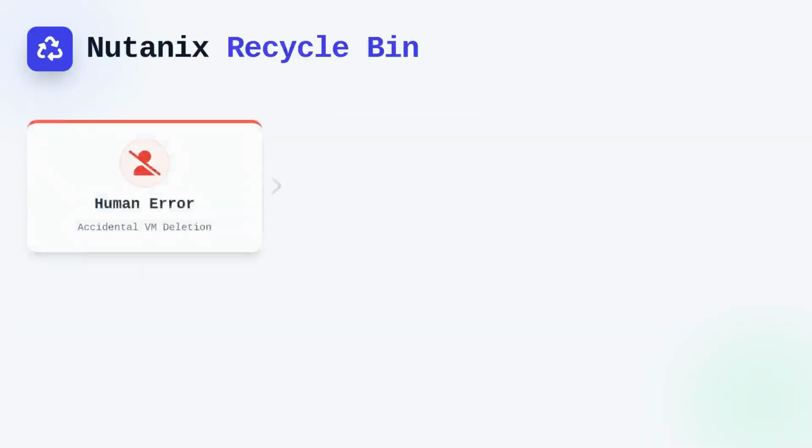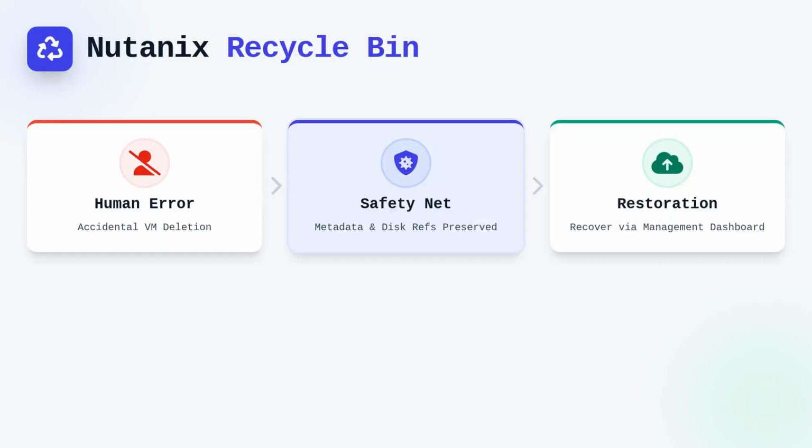In scenarios where human error leads to the deletion of a virtual machine, the Nutanix recycle bin serves as a fail-safe mechanism that prevents immediate, irreversible loss of data. When a VM is deleted, the administrator can navigate to the VM management dashboard to identify and recover entities that have been marked for deletion but not yet purged by the storage garbage collection process.